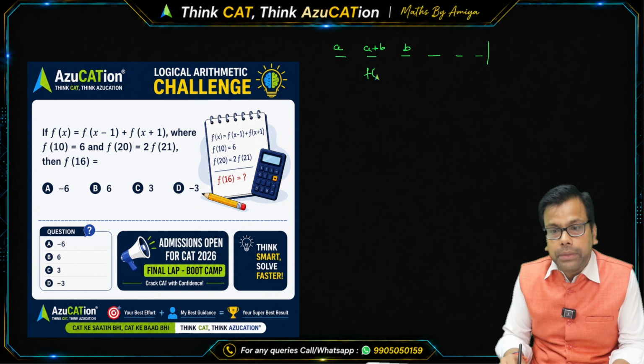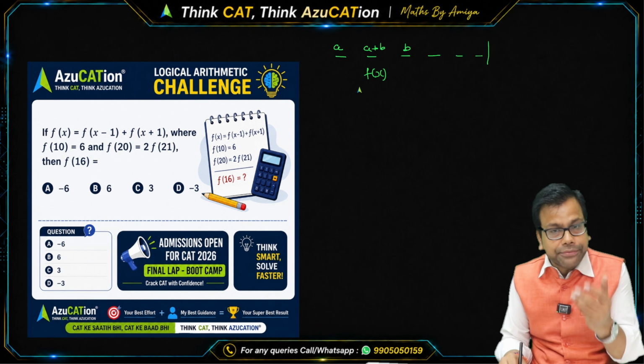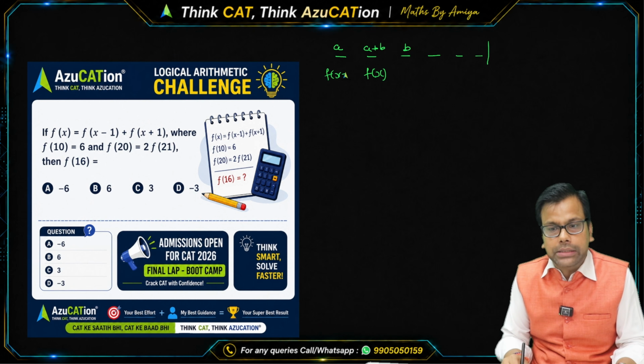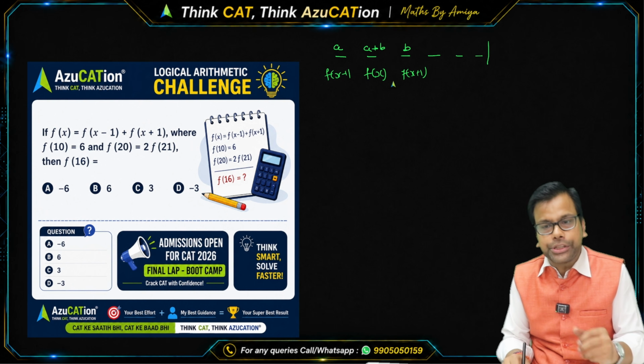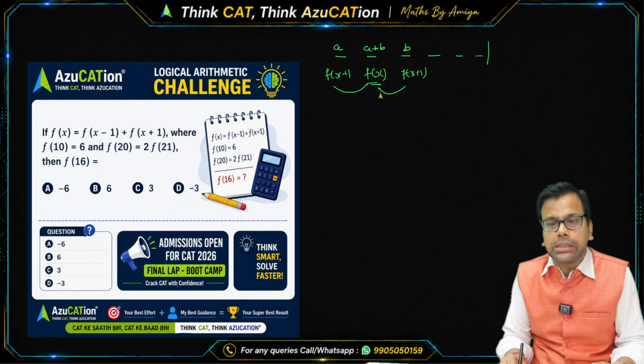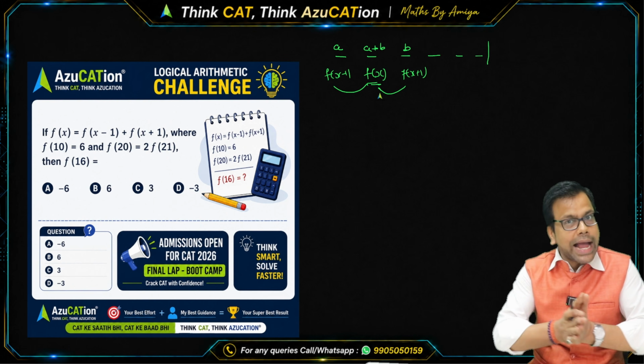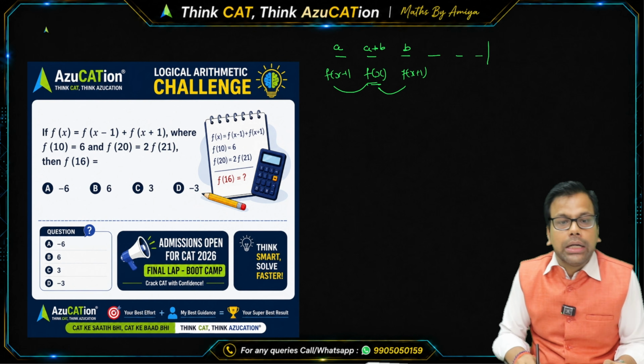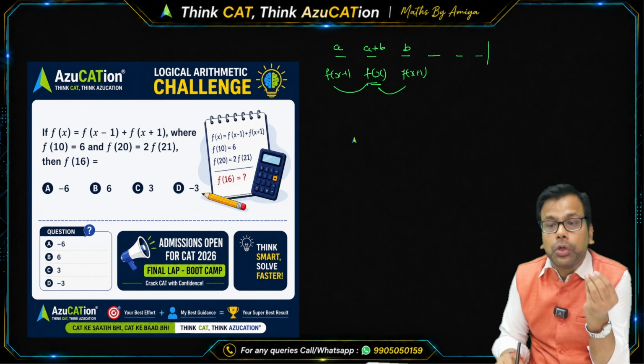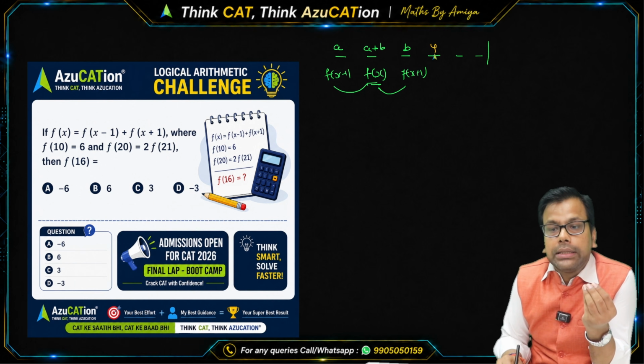If I say the middle function is f(x), then f(x) is equal to f(x minus 1) plus f(x plus 1). This is the case now. f(x) is actually the summation of these two. Now we need to understand what would be this value. Say this term is y.